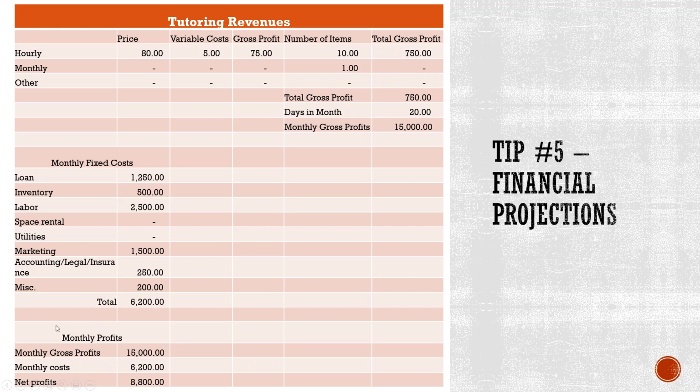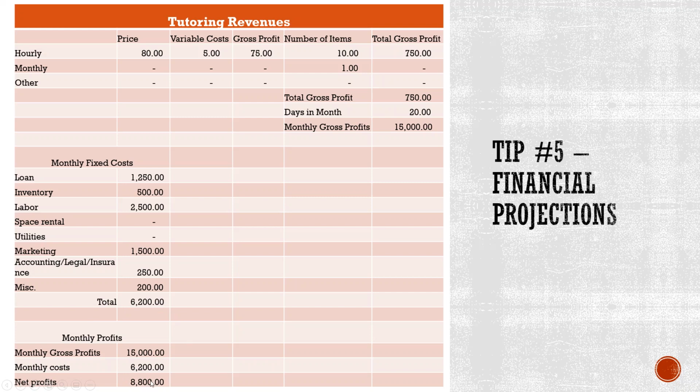In section number 3 is going to be your monthly profits. Once you've got your monthly gross profits of $15,000 that was pulled down here, and your monthly costs, which were pulled down here, you subtract your costs from your profits, and that's going to give you your net profits, in this example, $8,800.